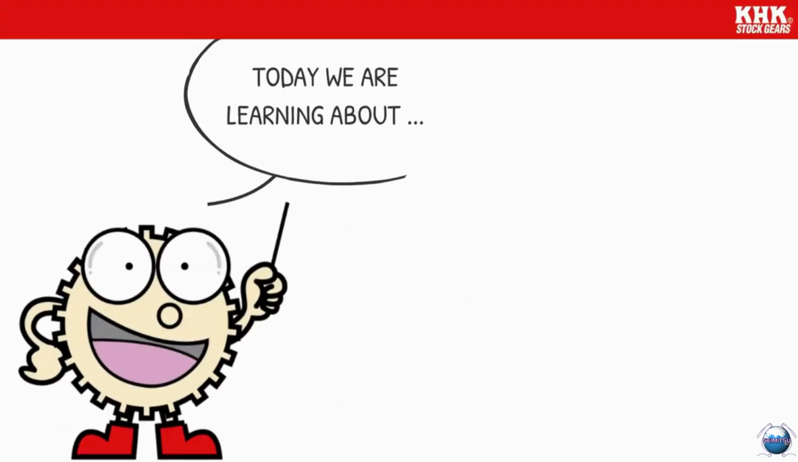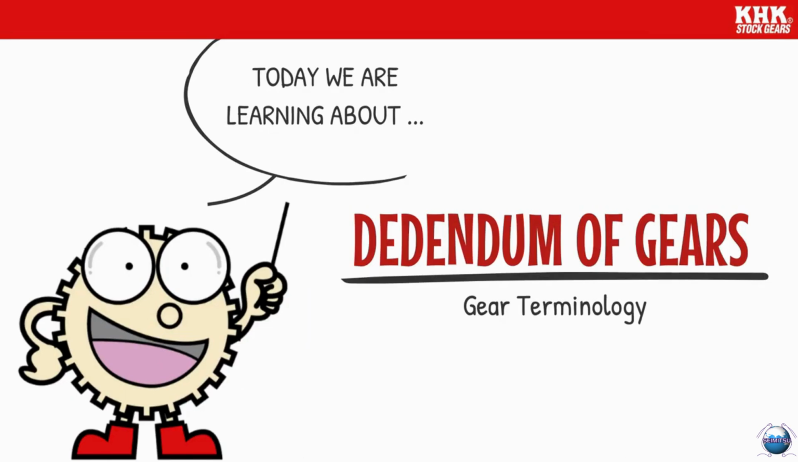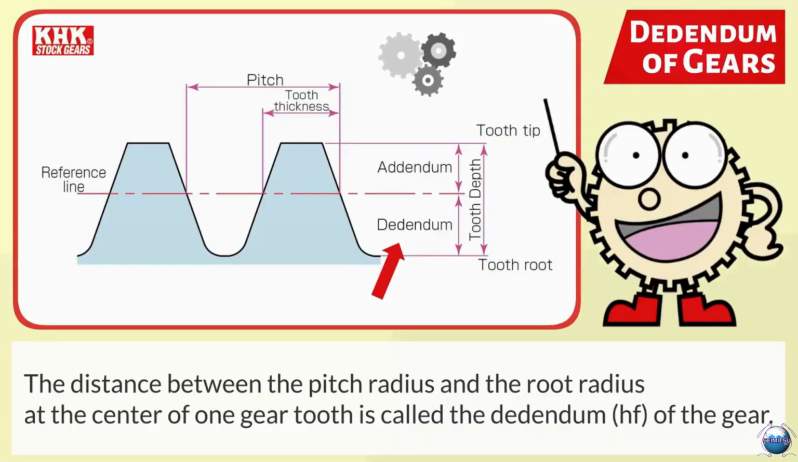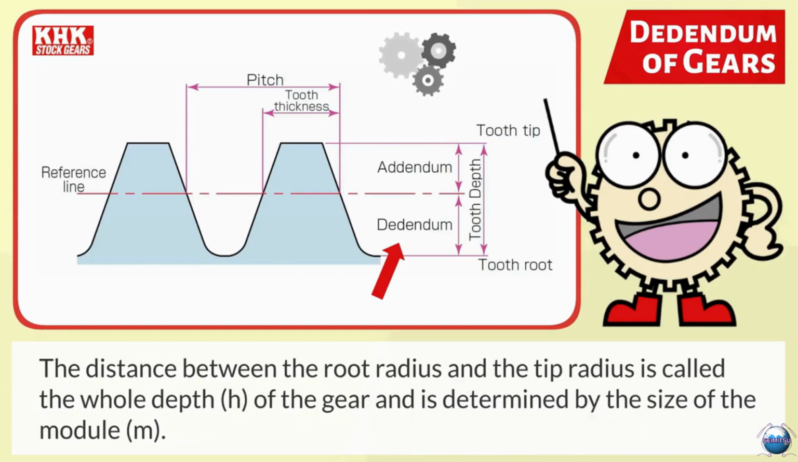Today we are learning about the dedendum of gears. The distance between the pitch radius and the root radius at the center of one gear tooth is called the dedendum of the gear. The distance between the root radius and the tip radius is called the whole depth of the gear and is determined by the size of the module.